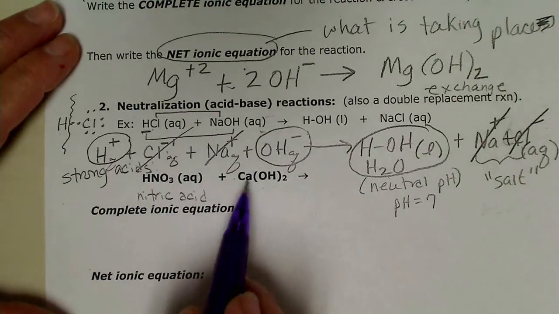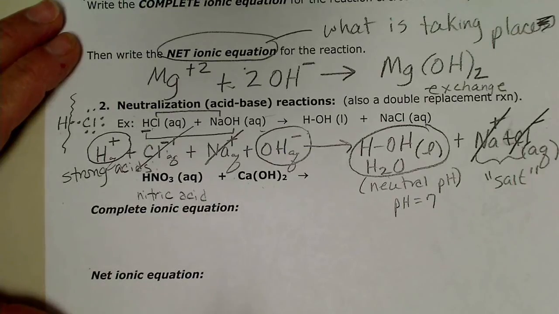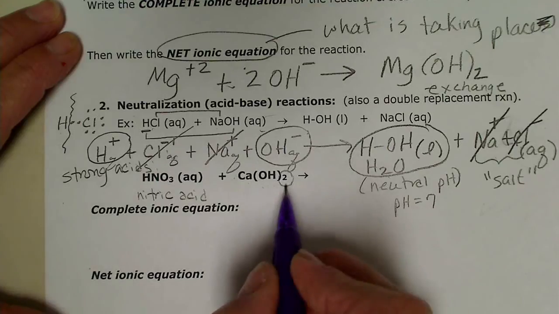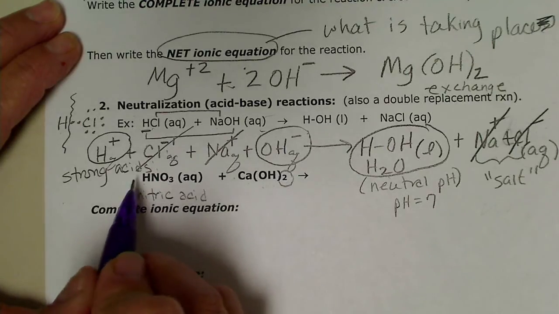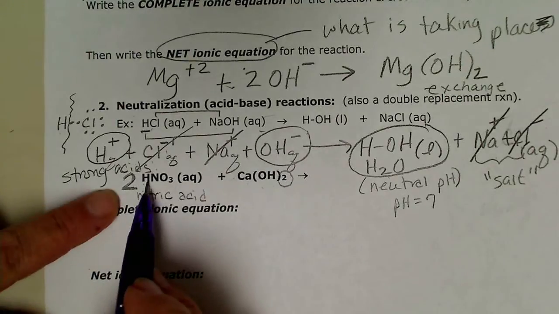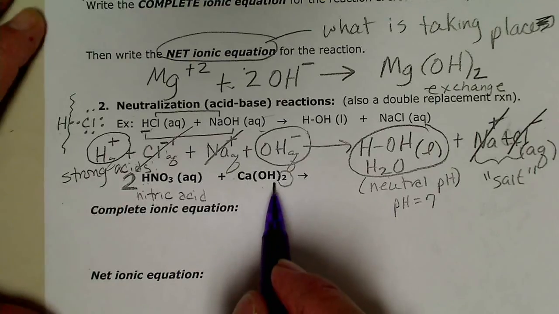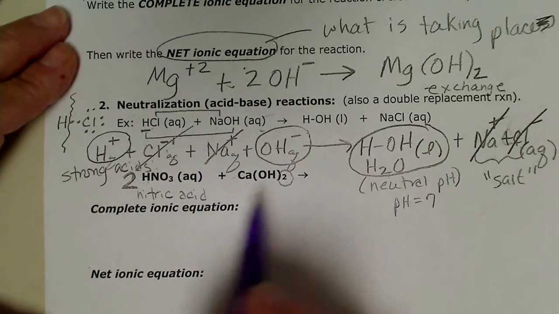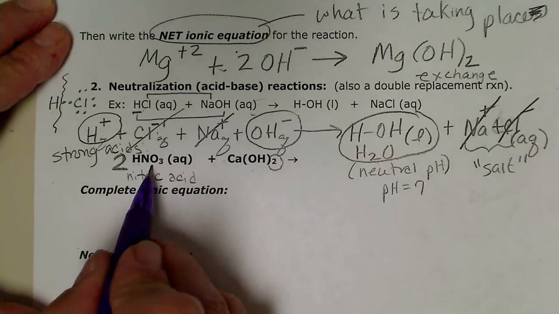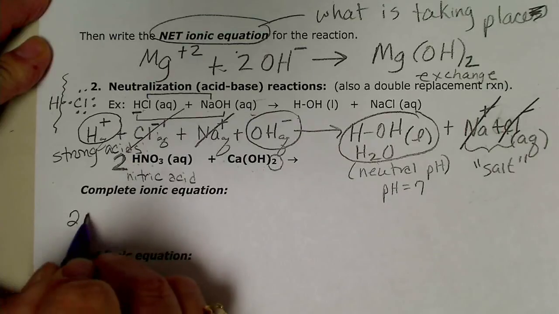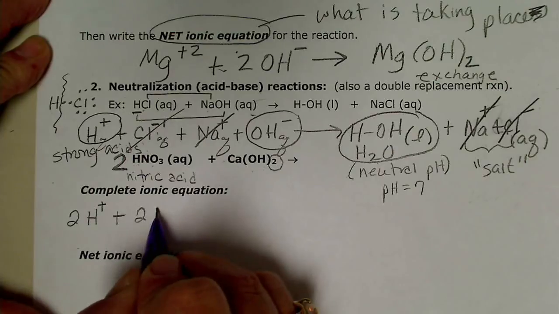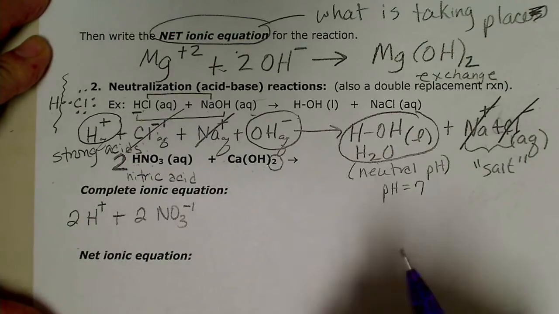If I balance this equation, balancing an acid-base reaction is easy. All we have to do is make sure our OHs equal the H's. If I put a 2 in front of nitric acid, then I've got 2 H plus ions to react with 2 OH minus ions. I'm going to go ahead and write this complete ionic equation here. When nitric acid dissociates, we'll have 2 hydrogen ions plus 2 nitrate polyatomic ions.